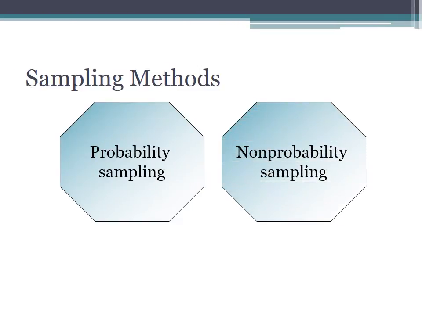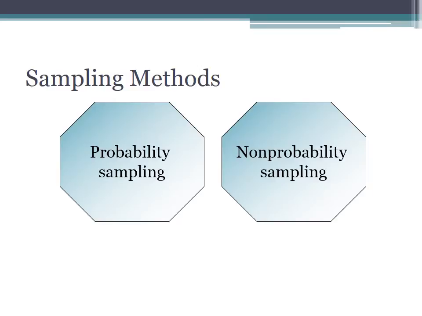We're now going to move into the actual methods that we use in choosing a sample. And there's two broad categories here, probability and non-probability. So a probability sample is when each sampling unit has a known probability of being selected. It doesn't mean that they all have to have an equal probability, but they have a known probability. Non-probability sampling means that the probability is not known.